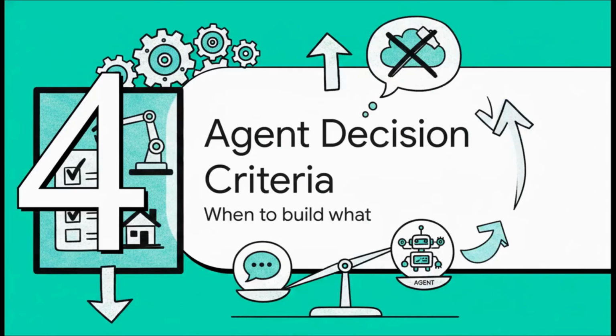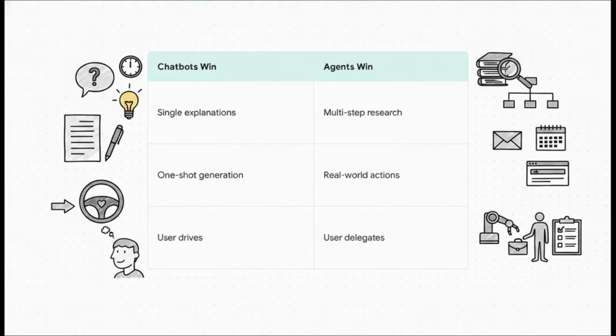Which brings us to your agent decision criteria. Let's figure out exactly when you should build what. Here are the hard and fast rules for when you should build an agent and, honestly, when you absolutely shouldn't. Let's look at when chatbots win.